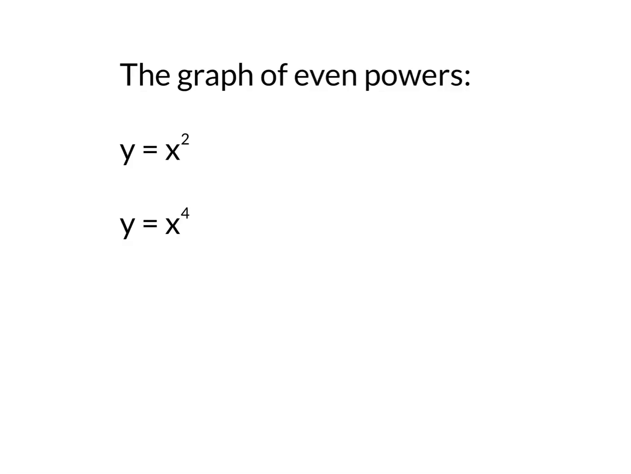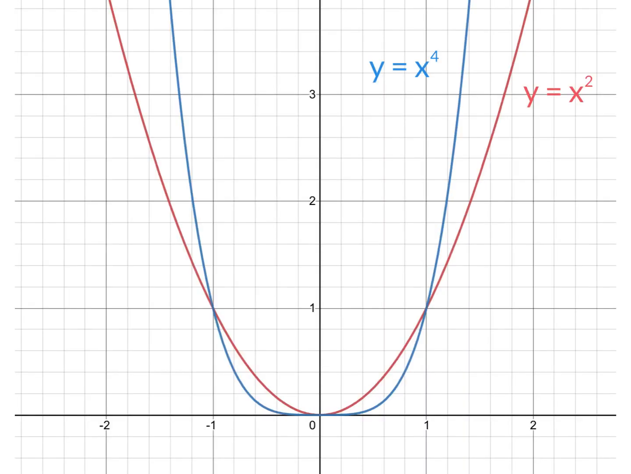Next is the graph of even powers. So that's powers of 2, 4, 6, etc. And you can see that all the even powers look like parabolas. And once again, the higher the power, the steeper the actual graph. So 2 to the power of 4 is a lot higher as a point than 2 to the power of 2.